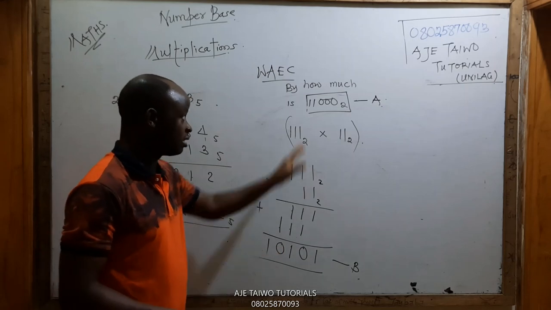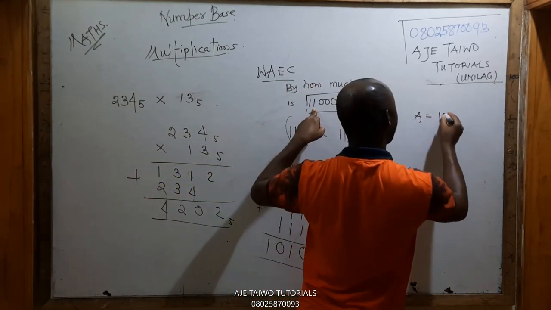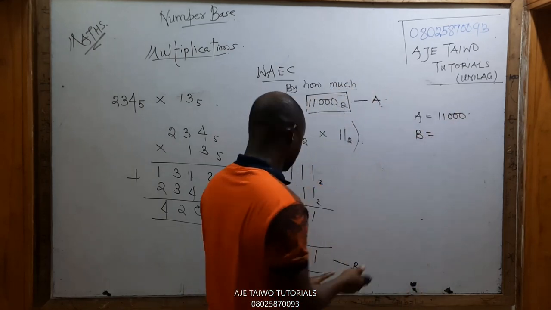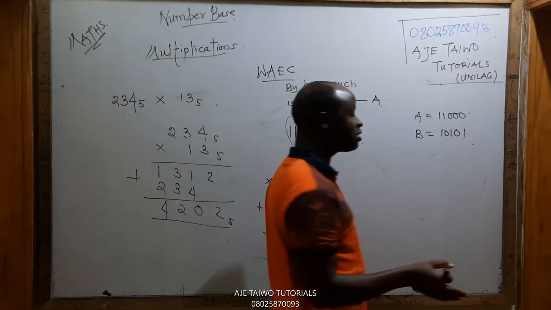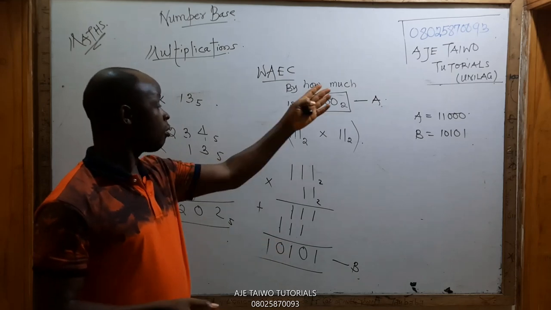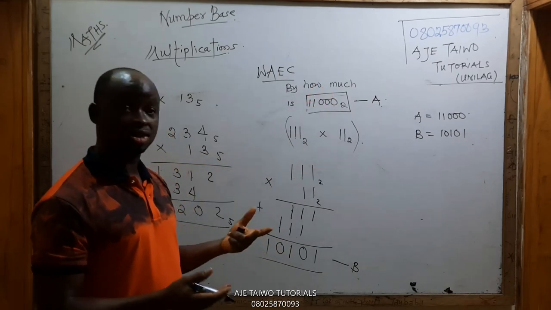So this is greater than this. So you say A is 11000, and B, the one we got, is 101.01. You should first tell them if it's greater or less. That's the question: by how much is this greater or less? You first tell them which one is greater.